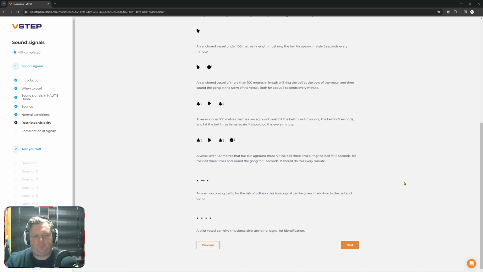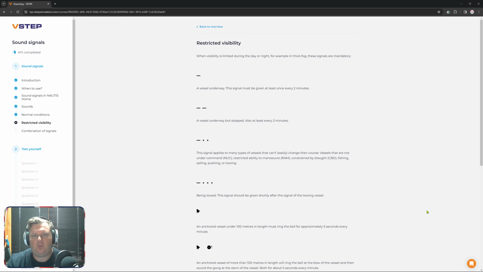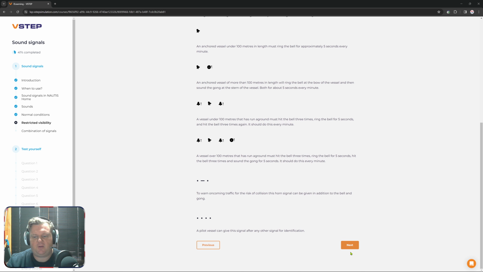Dot dash dot. To warn oncoming traffic of the risk of a collision, this horn signal can be given in addition to the bell and gong. A pilot vessel can give this signal after any signal for identification. Four dots. That's during restricted visibility.